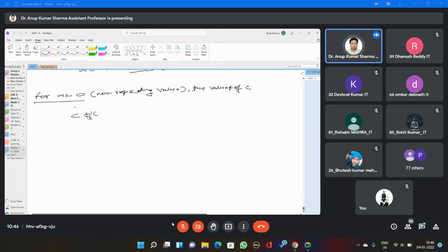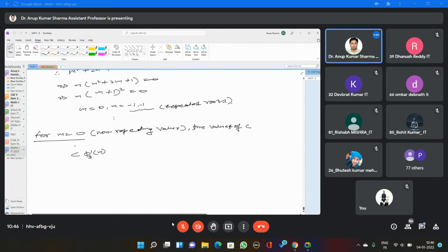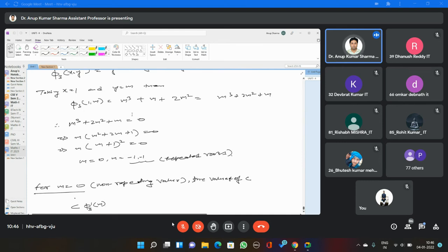This is for m. We are not saying this is phi 3 of 1, m. Generally, in the book language, we write phi 3 of m, meaning phi 3 of 1, m. We are not including the 1, simply this is a function looking like m.